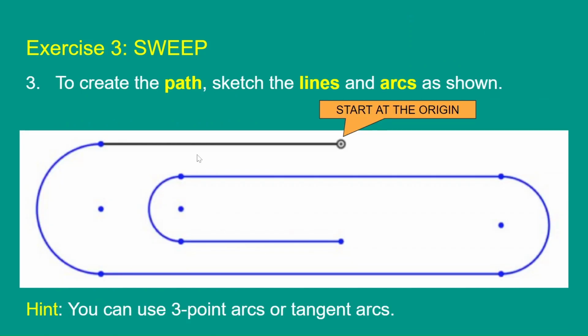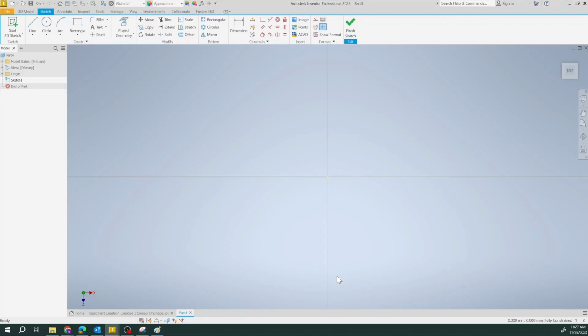Now I'm going to create this path, and I'm going to start right here at the origin. It's going to help us lock everything in, and the hint here says you can use 3-point arcs or tangent arcs. So I'm going to use the 3-point arc. I start with my line tool; I can hit the L key. I'm going to start right here at the very center point, so that yellow dot turns to a green dot, and I'm going to draw a horizontal line.